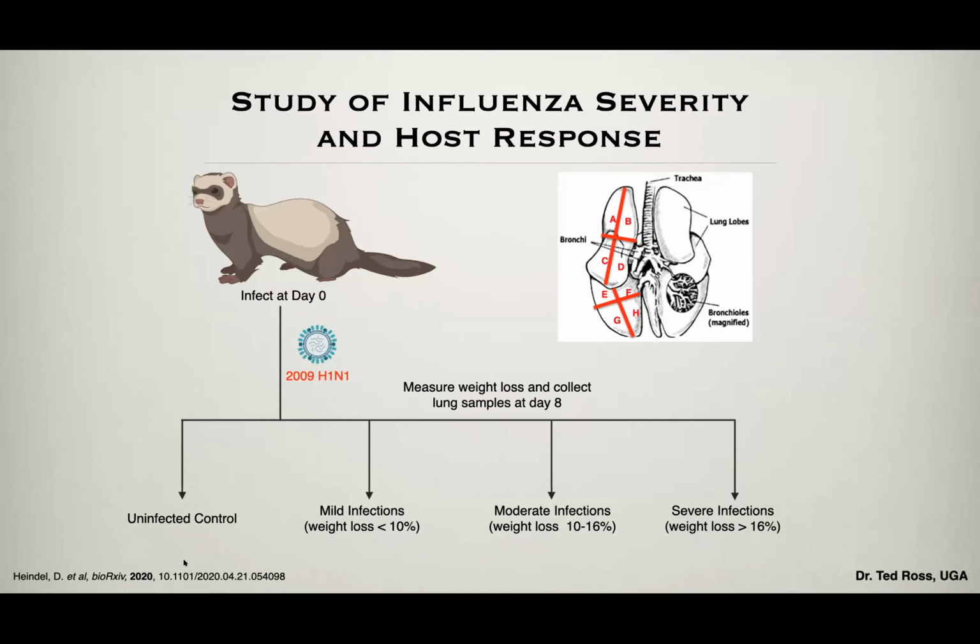And we looked at uninfected control, mild infections, which were classified by a weight loss less than 10%, moderate infections, where the weight loss was between 10 and 16%, and then severe infections, where these animals had severe weight loss above 16%.